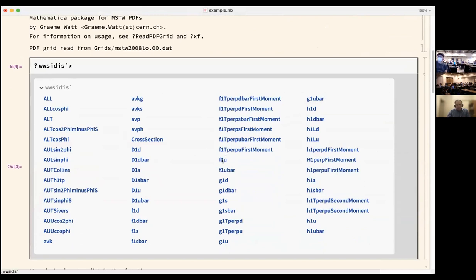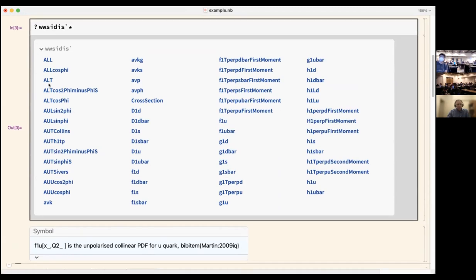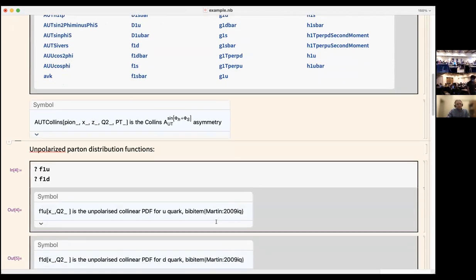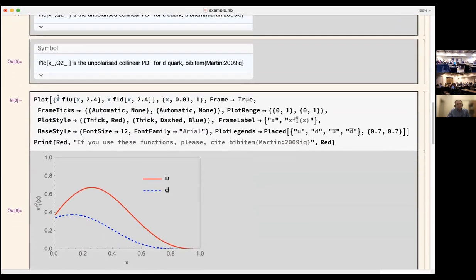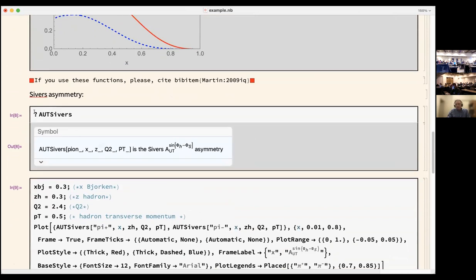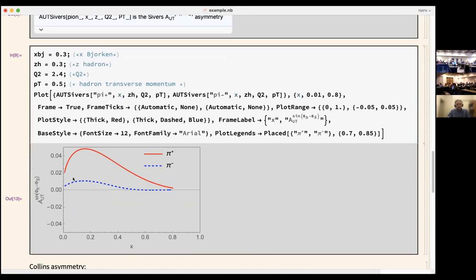If you click on any function, for instance f1u, it tells you it is the unpolarized collinear PDF of the up quark, taken from here. If you click on this one, it will tell you it is the double spin asymmetry, for instance this AUT, the Collins asymmetry. And it tells you what these distributions are. One can plot the collinear distributions; they look like this, for instance. And one can plot these asymmetries that I would like you to reproduce. It's AUT Sivers. You just take the pion, x, z, Q squared, and PT, and this is the Sivers asymmetry, AUT sine of phi_h minus phi_s. I take my x Bjorken, z, Q squared, PT, plot this function for pi plus and pi minus, and I have pi plus here and pi minus there. For pi minus, it's very low, compatible with zero; for pi plus, it's large.